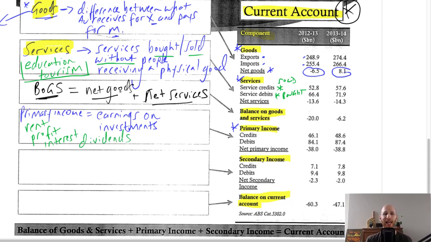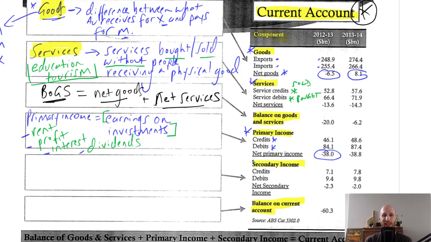So with net primary income, we're looking at earnings on investments. So we're looking at the earnings on the investments that Australians have overseas and the earnings on investments that foreigners have in Australia. So when we talk about earnings on investment, we're talking about things like rent, profit, interest, dividends. All of those things are the rewards for doing different types of investments. So when we look at primary income here, credit refers to money coming in, and debit is money leaving Australia. So you can see here with primary income, we have more income leaving Australia than coming in. So we're just looking at that section. So primary income, okay, that's all about earnings on different types of investments.